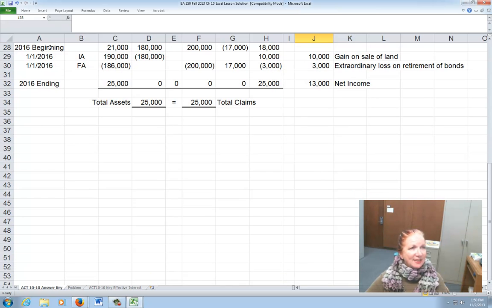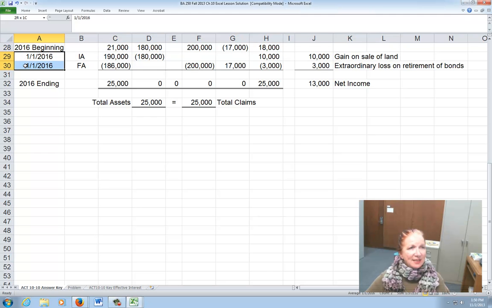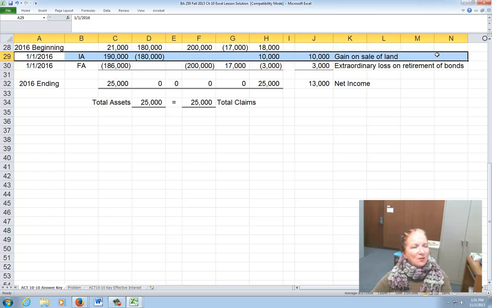So here's 2016. Again, we have our beginning balances in here for 2016. Now in 2016 we actually only have 2 transactions because we've sold the land and we're paying back the bonds. Because we're doing that in 2016, we won't have revenue and we won't have payments. So this first one in 2016 right here, we still have those beginning balances, don't forget.